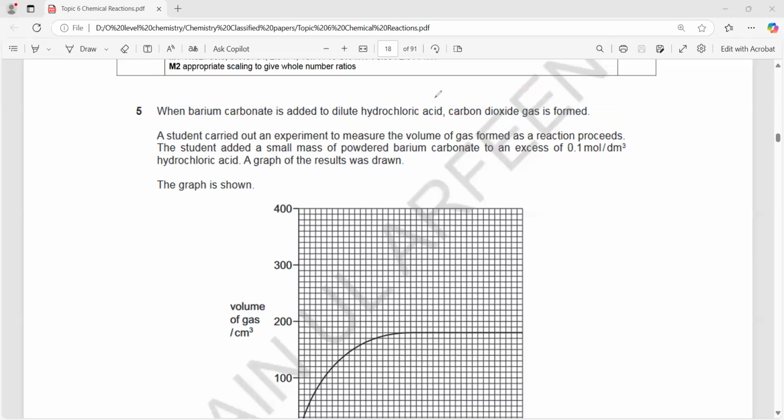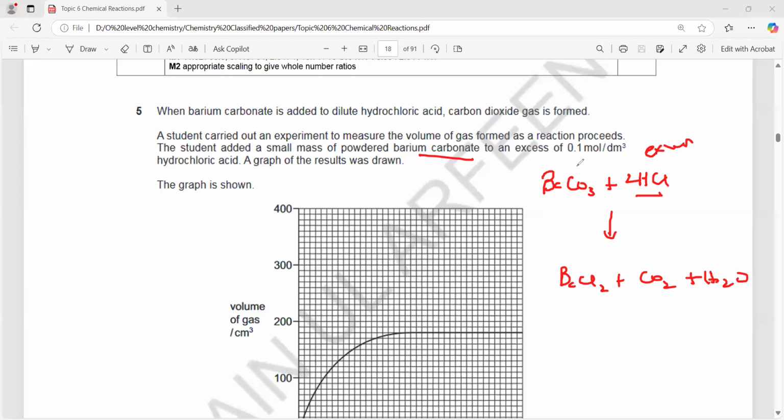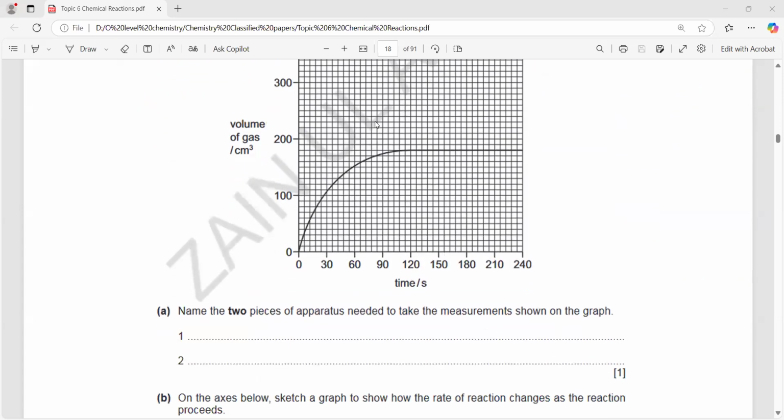What is the meaning of the term limiting factor? Whenever two reactants are used, if we use one of the reactants more than enough, we call it an excess, and the other reactant will be the limiting reagent. For example, barium carbonate reacts with hydrochloric acid, producing barium chloride plus carbon dioxide plus water. In the question they mentioned we added a small amount of barium carbonate to an excess of acid. So we use more of this and less of that. The one which is less is the limiting factor or limiting reagent. Limiting reagent and excess are opposites of each other. Whenever two reactants are there, one of them is the limiting factor, the other will be in excess.